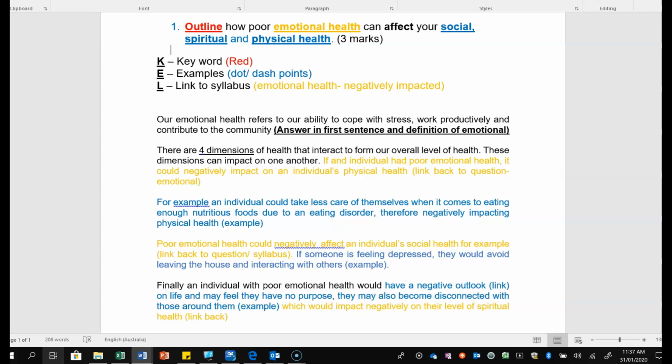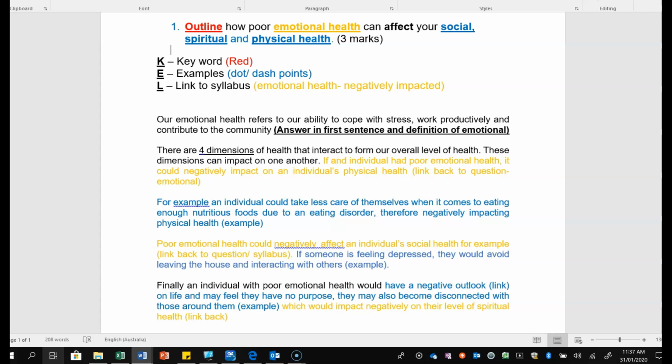We must make sure we include all four dimensions because that is what the question is asking you on, and that's the selected part of the syllabus. Example is the actual body of a question, and that links to the dot or dash points. For this question, it's the dimensions of health. The last section is the L, which is the link. This is the link back to the question and the syllabus.